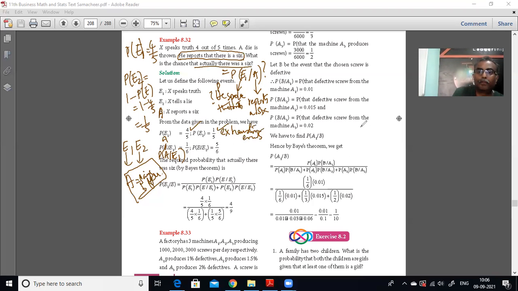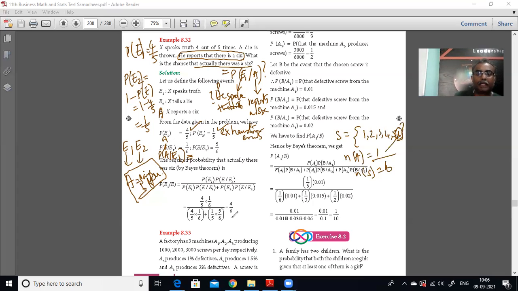Okay, so he has spoken the truth. The sample space is going to be like this. How many sixes are there in the sample space? There is only one six. So n of A is equal to 1, n of S is equal to 6. So this is 1 by 6. When he speaks the truth, the probability that there is a 6 is 1 by 6.